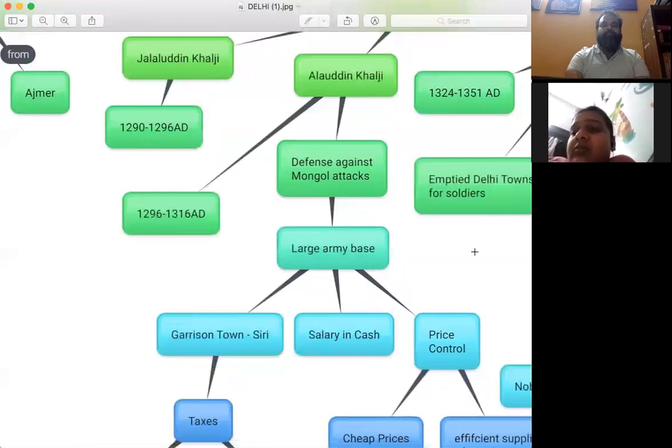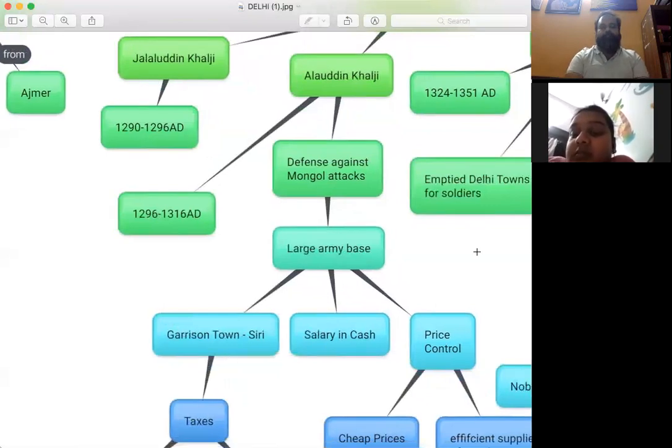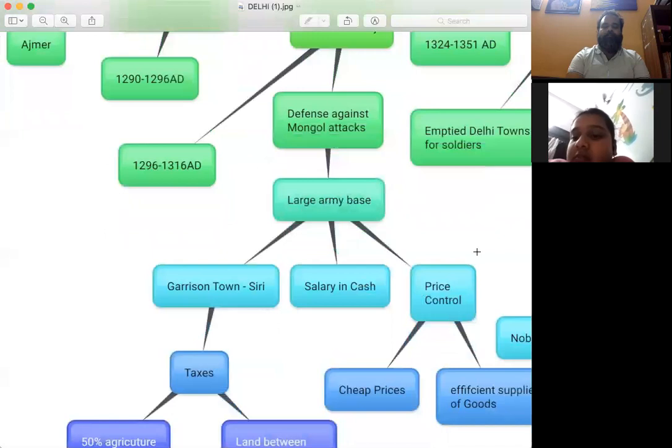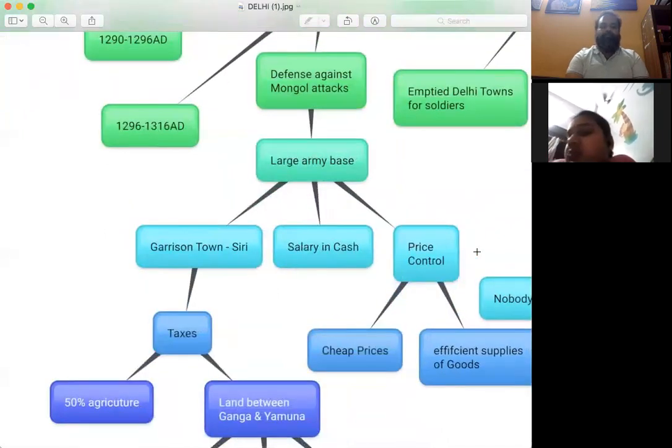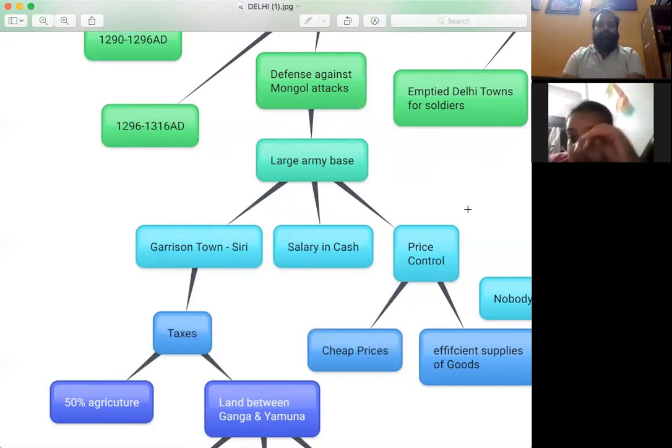So there used to be a lot of attacks from the Mongols, and we had to create defense against these attacks. For that we needed a large army base, so we used to create garrison towns. Siri in Delhi is one. So that town was created. What is a garrison town? Basically, a town meant only for military people. Only military people or military things will be in that area. This town, Siri, was created by Alauddin Khalji.